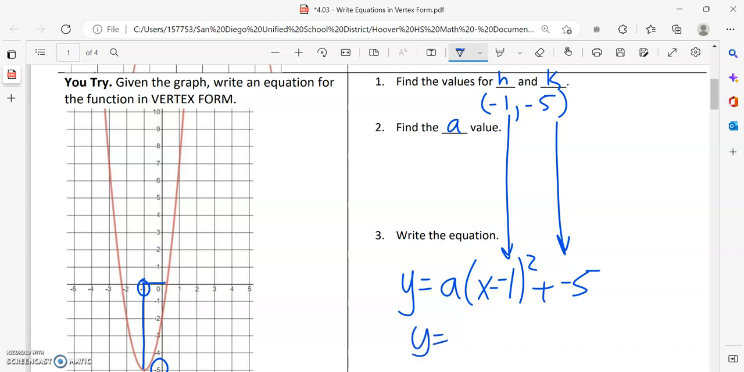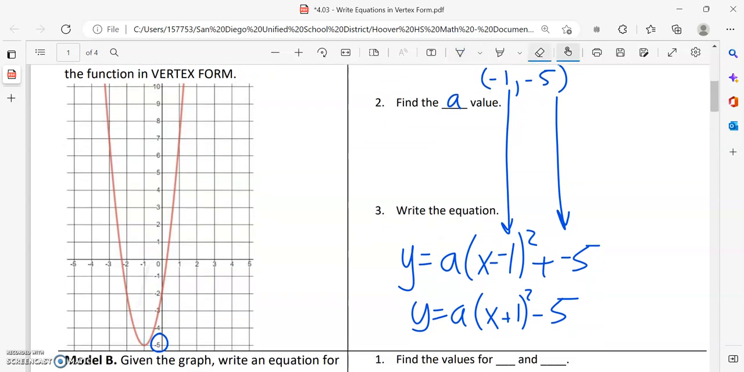Let's rewrite it. That double negative becomes positive 1, and plus negative 5, we can just write minus 5. Now we need to find our a value. So, like before, count left or right 1 unit, and then count up or down to see how far our a is. So we went over 1, we're going to be going up, so it's a positive a. 1, 2, and 3. So our a is positive 3. That goes in for here. So I'll just put it down in the bottom one. And there's our equation.